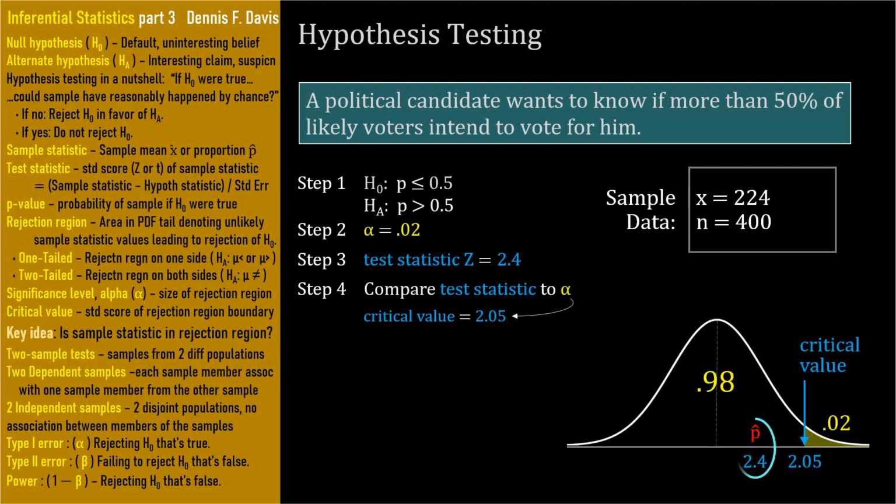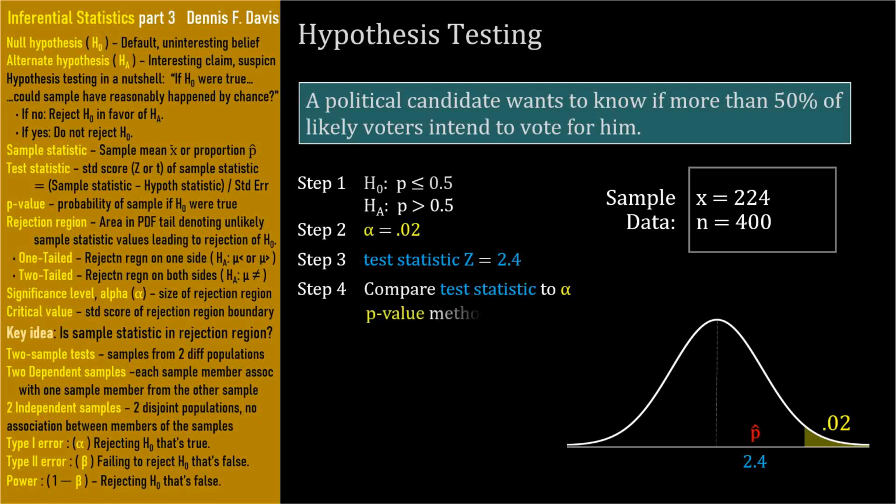Here's the test statistic, 2.4, that we calculated in step 3. When we put it on the PDF, we didn't know exactly where it belonged. Now we can see that it's out beyond the critical value. The result of step 4 is that the test statistic is in the rejection region. We're going to reject the null hypothesis, but that will be step 5. Okay, we did step 4 using the critical value method.